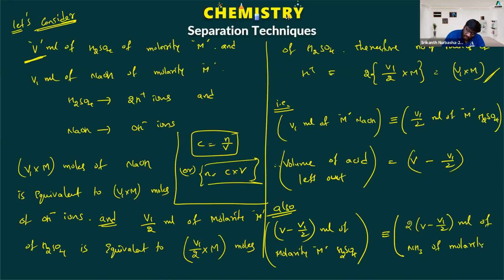Can I write like this or not? Yes. Because H2SO4 is producing 2 H plus ions, whereas ammonia will react with only 1 H plus ion. So I require 2 times that of V minus V1 by 2 ml of ammonia of molarity M. So this is the volume of ammonia which is going to be reacting with the amount of acid left out.